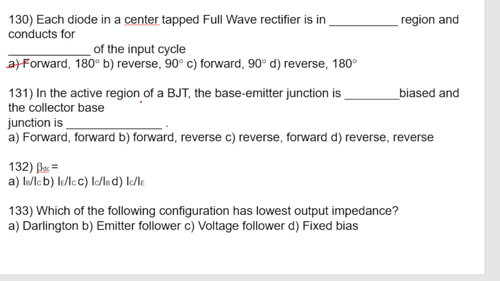In the active region of BJT, the base-emitter junction is forward biased and the collector-base junction is reverse biased. So it is forward and reverse, option B. Beta DC is IC by IB.